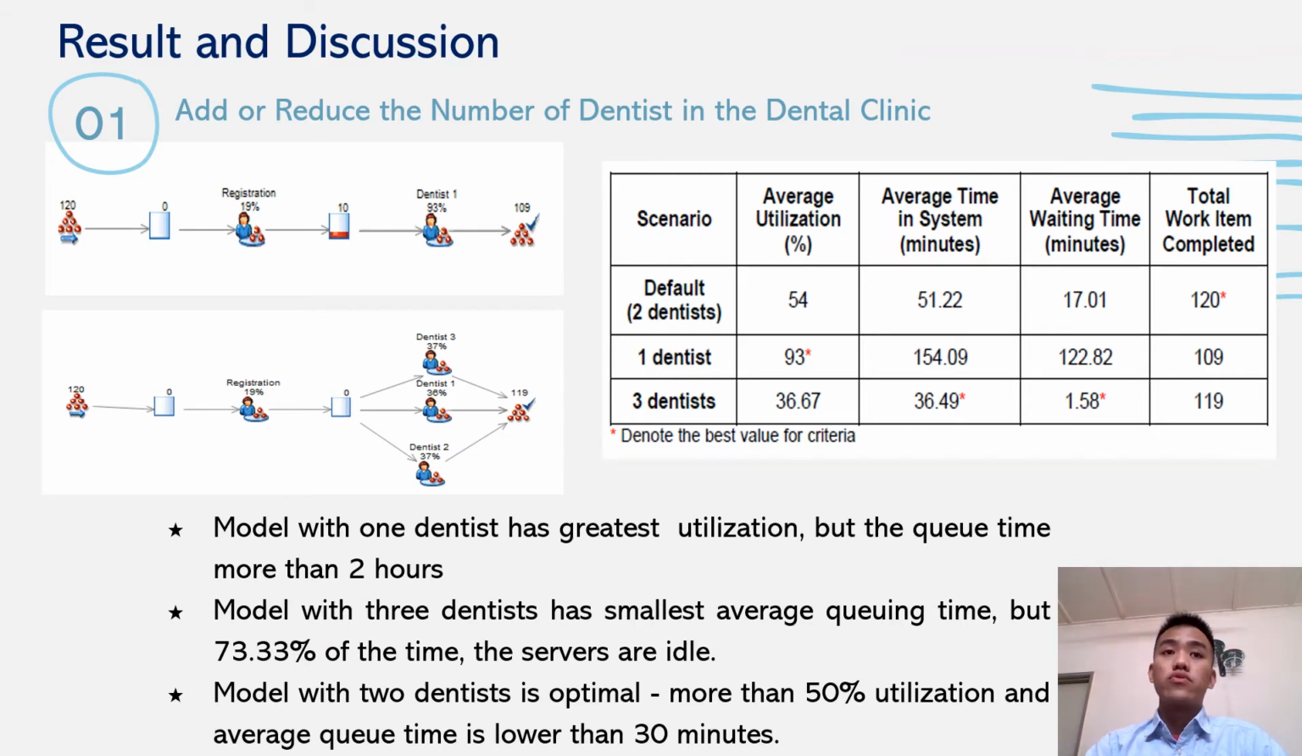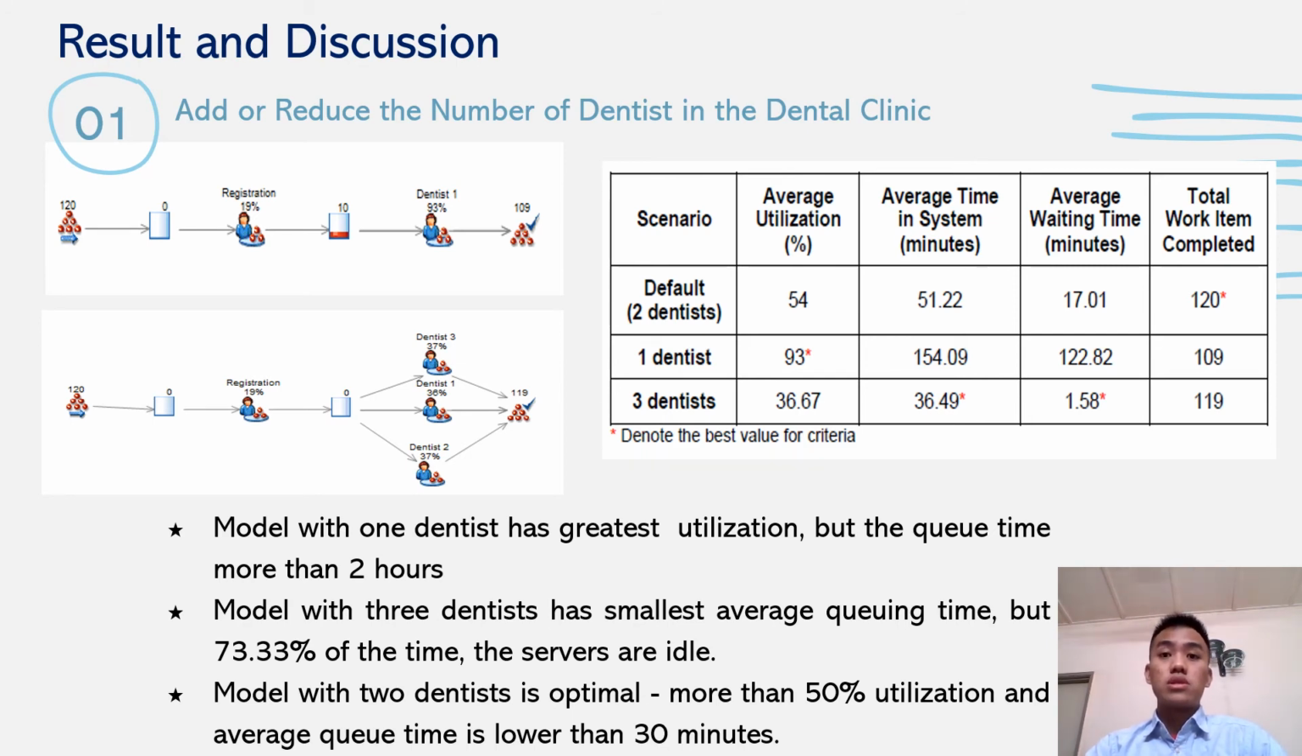Now we are going to review the results of our scenario experimentation. The first scenario is to add or reduce the number of dentists in the dental clinic. In this scenario, we tested the system using 2 dentists, 1 dentist, and 3 dentists. The results show that the model with 1 dentist has the greatest utilization, which is 93%, but the queuing time is more than 2 hours. Based on the single server diagram, you can see that there is a bottleneck in the queue, and not all the arrivals have completed their service.